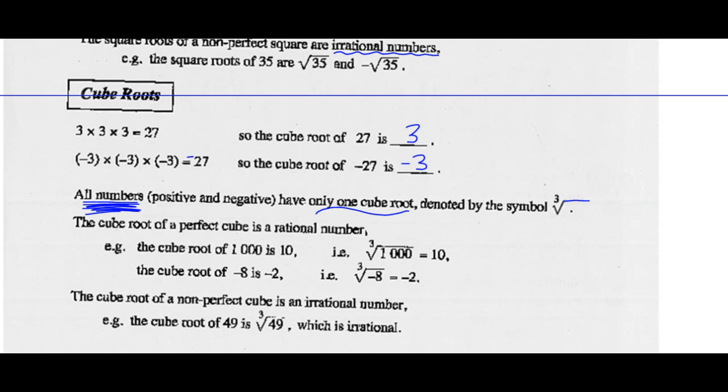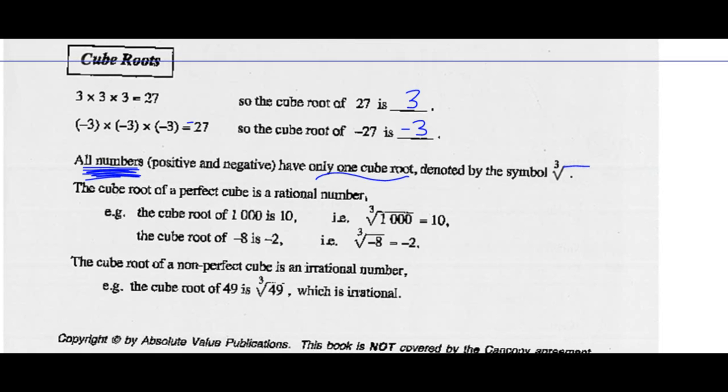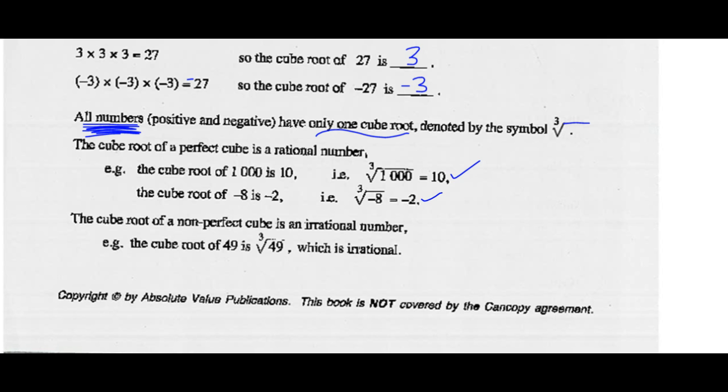All right. So the cube root of a perfect cube is a rational number. Cube root of 1,000 is 10. 10 is a rational number. The cube root of negative 8 is negative 2. Negative 2 is a rational number. But we can take the cube root of a non-perfect cube, like 49. There is no perfect cube root of 49, so we would say that is an irrational number. So we can have irrational numbers that are cube roots, square roots. We could go to fourth roots and fifth roots as well.